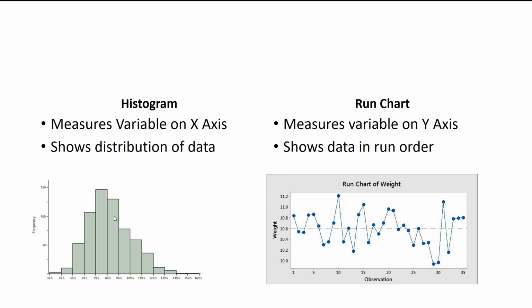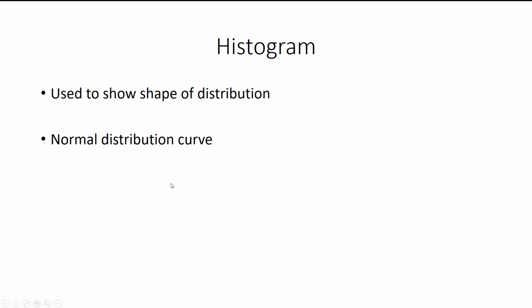In the histogram, the y-axis is the number of times that value occurred within that bin, and the x-axis is the variable we're measuring: weight, length, height, temperature, things like that. That variable is measured here on the y-axis of our run chart. All right, so again, the histogram is the first one we're going to talk about. We're using that to show the shape of the distribution. We're looking for that normal distribution curve, or we're looking for the variation that caused a non-normal distribution curve.